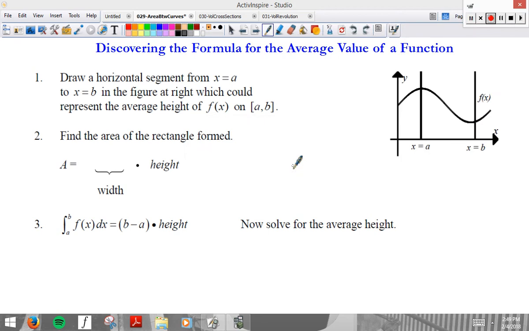In this video, we're going to be finishing off lesson 6-4 by discovering the formula for the average value of a function. Average value is something that comes up very frequently on the FRQs, so please come back to this video if you ever get confused.